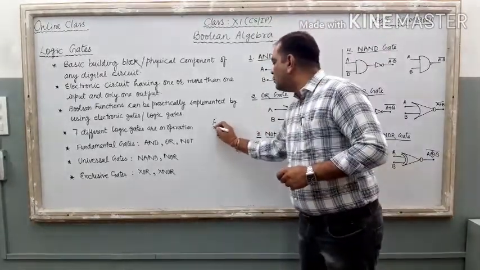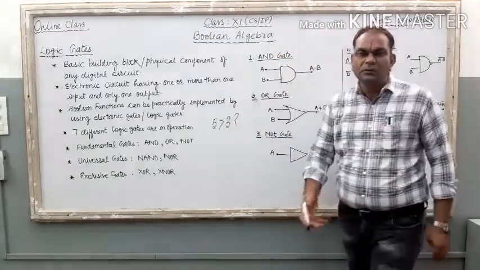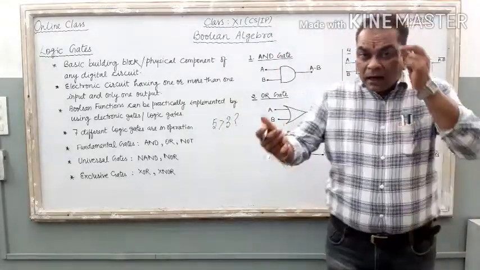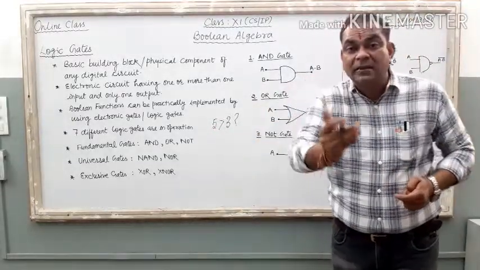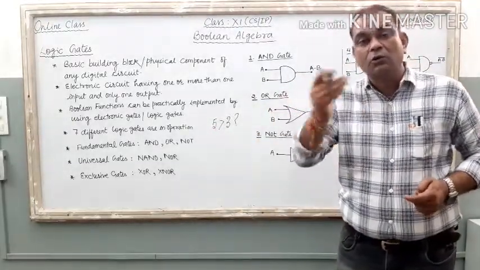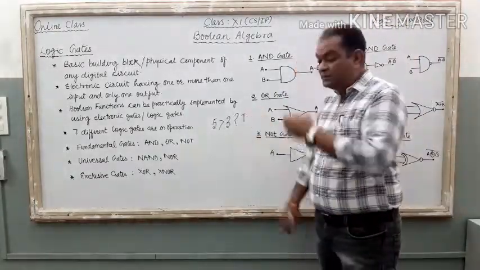If I ask you, 5 greater than 3, what is the result here? My question is, is 5 greater than 3? Yes or no? True or false? Here the result is true.